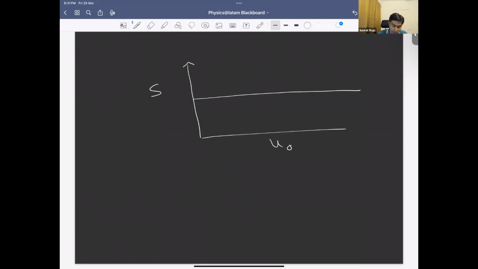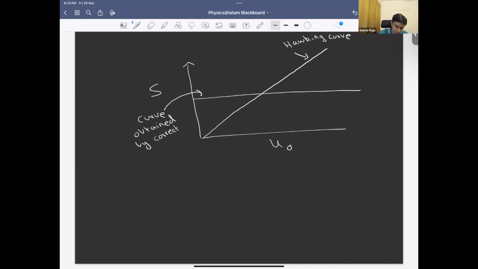What was Hawking saying? Well, Hawking was saying the entropy will go up like this. Okay. This is the curve we get by correctly implementing the constraints of quantum gravity. Okay.